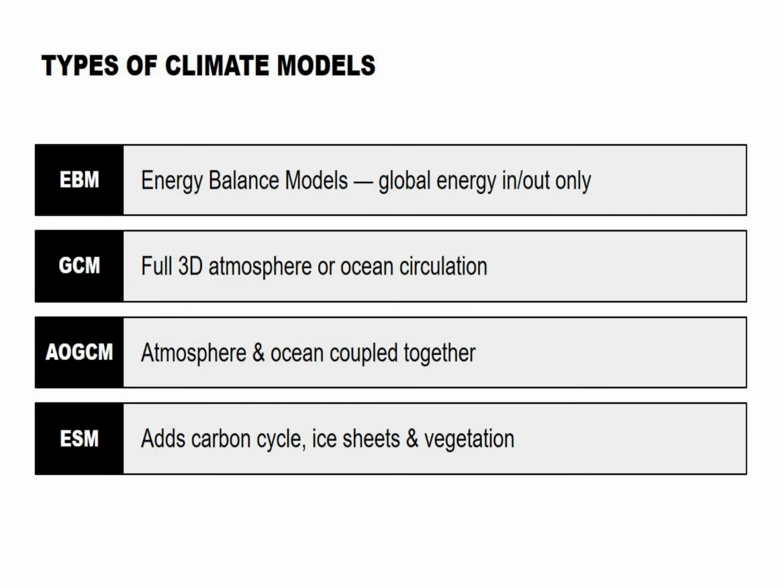Now let's move on to types of climate models. Not all climate models are the same. Energy balance models are the simplest, tracking only global energy in and out. GCMs simulate full 3D atmospheric or ocean circulation. AOGCMs couple the atmosphere and ocean together. And Earth system models go furthest, adding the carbon cycle, ice sheets, and vegetation dynamics for the most complete picture available.